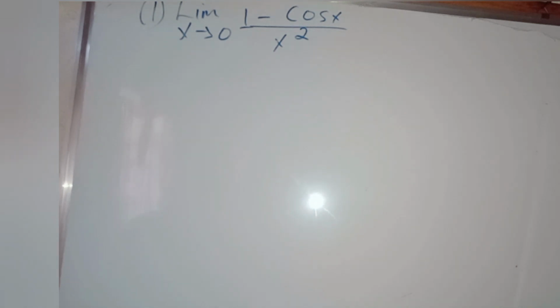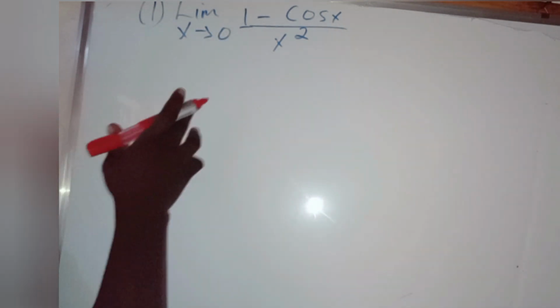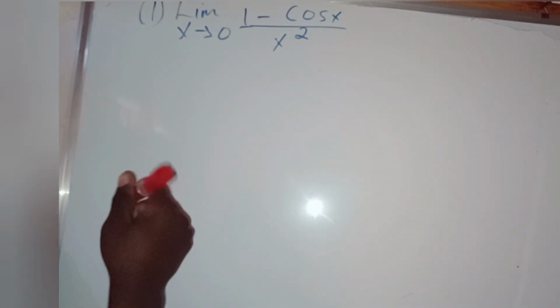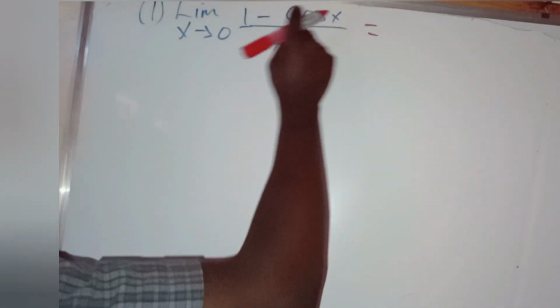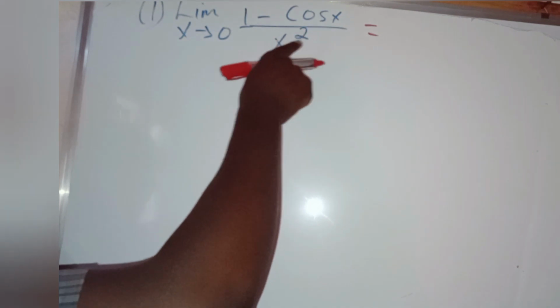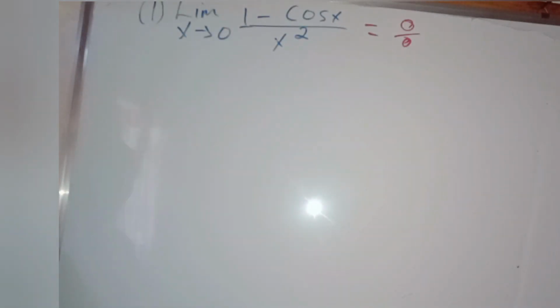Example 1: limit as x approaches 0 of (1 minus cos x) divided by x squared. You check whether you can use the direct method to solve this limit by putting the value of x to be 0. So it will be 1 minus cos 0, that is 1 minus 1. Cos 0 is 1, 1 minus 1 is 0, divided by 0. So 0 divided by 0 is a non-determinate form.